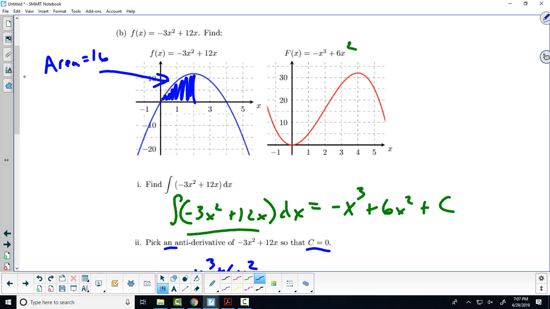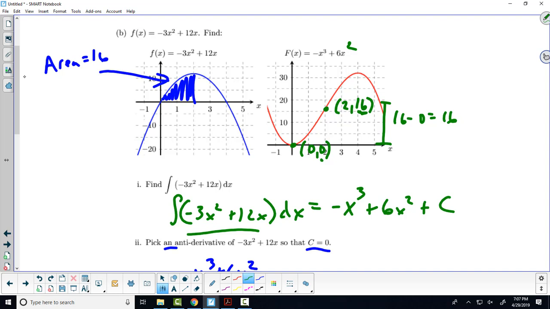We went to the antiderivative, and then what did we do? We plugged in a 2. We got out the value 16, and then we plugged in a 0, and we got out 0, and then we looked at the difference in the two y values. What's the difference between the two? Well, it was 16 minus 0, which equals 16.